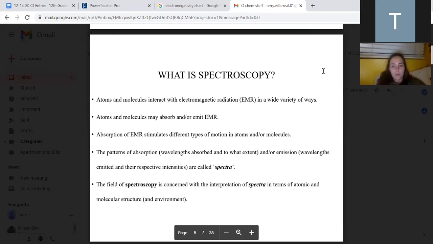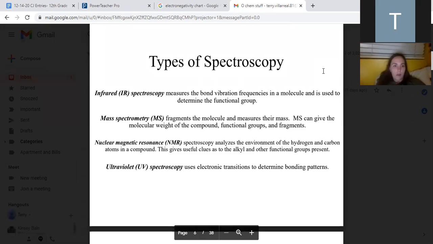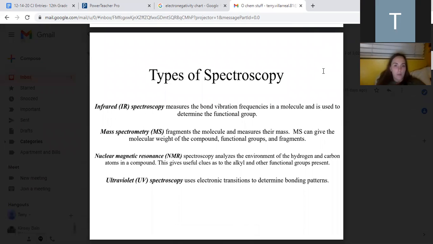All right. So our types of spectroscopy: IR. This measures the bond vibration frequencies in the molecule and is used to determine the functional group. MS fragments the molecule and measures their mass. This can give us the molecular weight of the compound, functional groups, and fragments. So based on how things break, and we'll go over this as we get into it, we can tell is there a halogen? Is there an alcohol and stuff like that? And it can tell us a little bit more how the molecule is assembled. So infrared kind of tells us what's there. Mass spec tells us how it is actually built.